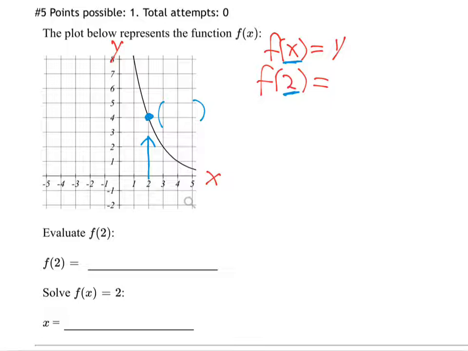What are the coordinates of that point? Over 2, up 4. So that's the point on the graph with an x value of 2, and it happens to have a y value of 4. So they're saying, for this graph, this function, when x is 2, what y value goes with it? 4. So we just read it off the graph. We just find the dot in that spot, and that's all they want. They just want you to find the x value of 2 on the graph and give them the y value that goes with it. Now, how about the second part?